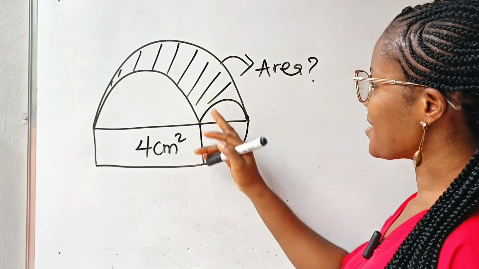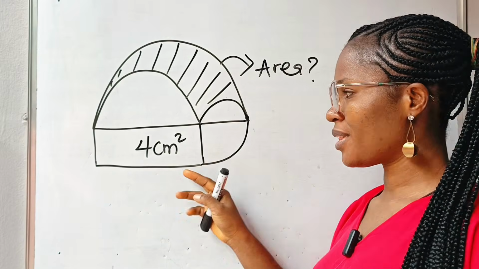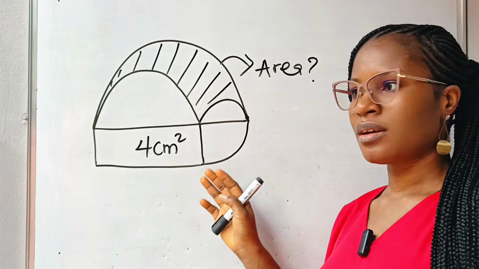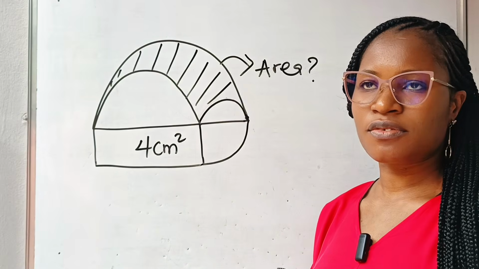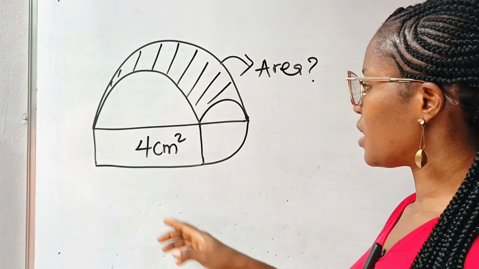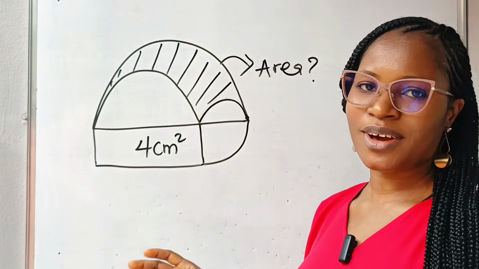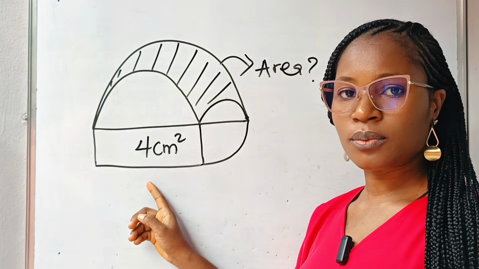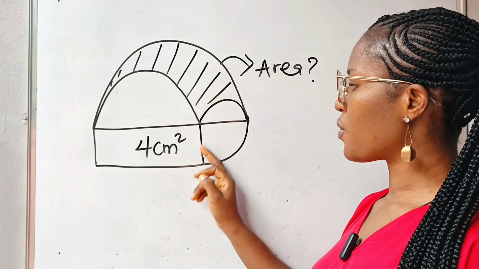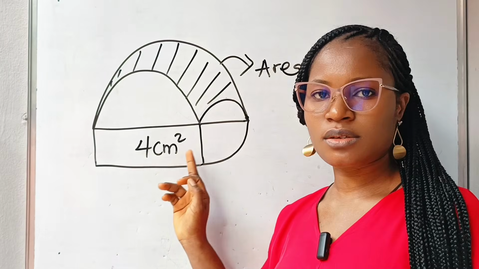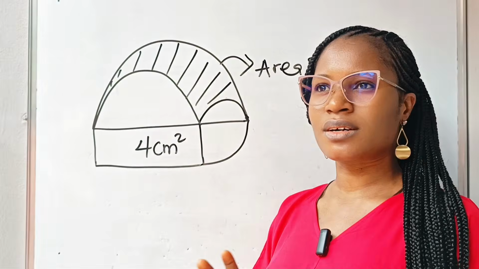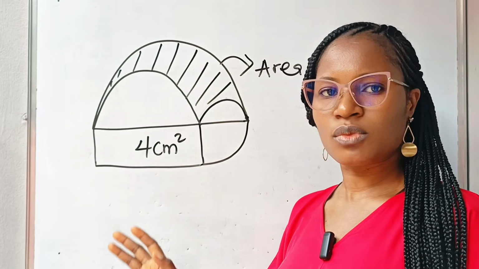Okay, we are asked to find the area of this shaded portion. Now, this actually appears to be very tricky or very difficult, but it's actually very easy. First things first, we are told that this is not drawn to scale. As you can see, this is just a rectangle, and the area of the rectangle is 4 centimeters squared. This is the only information given to us, meaning that all the things we need must come from here.